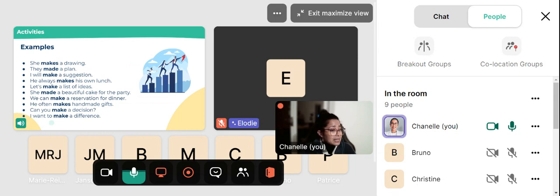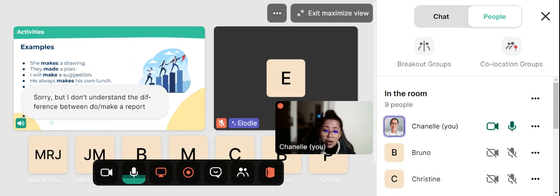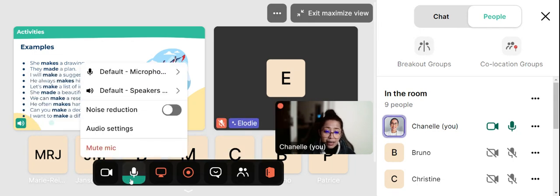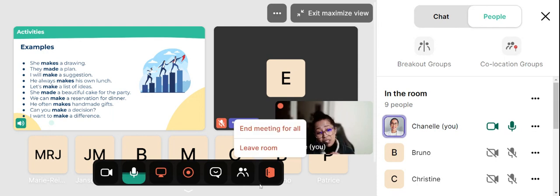So we have some example sentences. She makes a drawing. They made... Okay, sorry, but je vais regarder dans le chat après, d'accord? Et je vais re-expliquer des choses pour vous, d'accord? Pour l'instant, c'est juste la présentation. Après, je vais regarder pour vous.